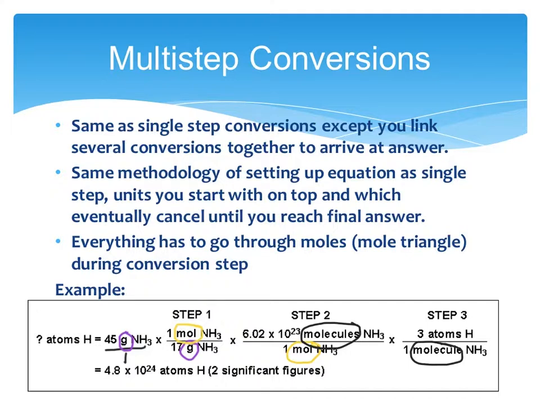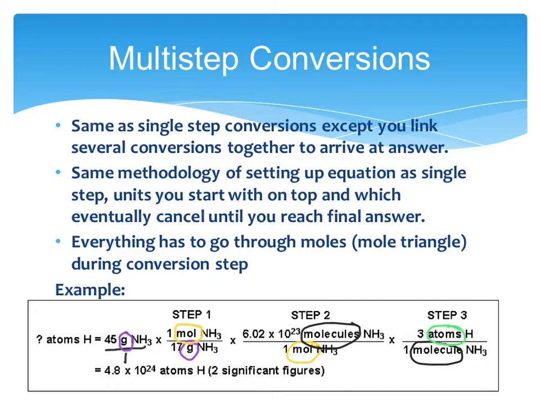And then the last thing is, our last unit here is what we're trying to find, and that's the number of atoms. Okay, so we haven't put any numbers in yet. I know there's numbers here, but we just have to match the numbers with the units. So 45 grams, that's given. I know my molar mass is 17 grams. I can calculate that. That equals 1 mole. I also know that 1 mole equals 6.02 times 10 to the 23rd. And I also know that 1 molecule of NH3 has 3 atoms of H. So you can see that right here.